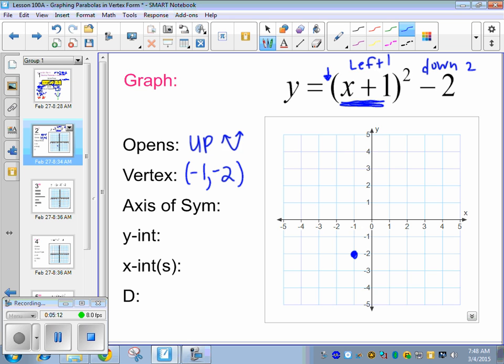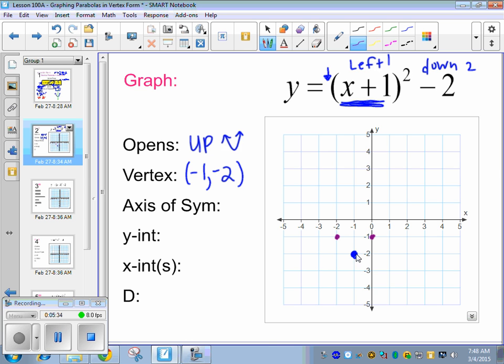All right, we know it opens up, so we can go ahead and draw our parabola opening up. Okay, these points I like to do. Any regular parabola that doesn't have a number in front always goes over 1, up 1 to the left, and then over 1, up 1 to the right, because 1 squared is 1.